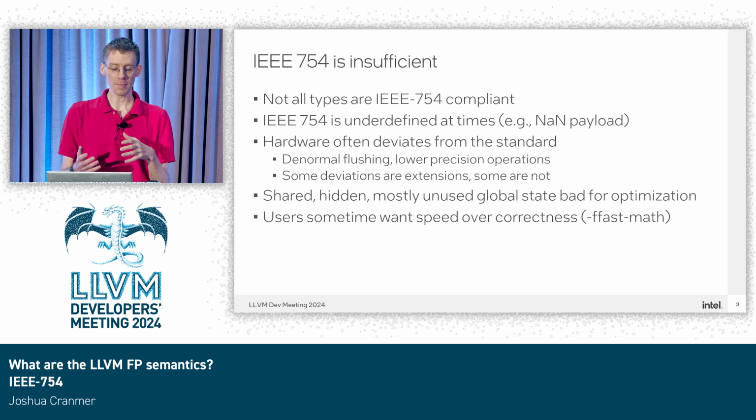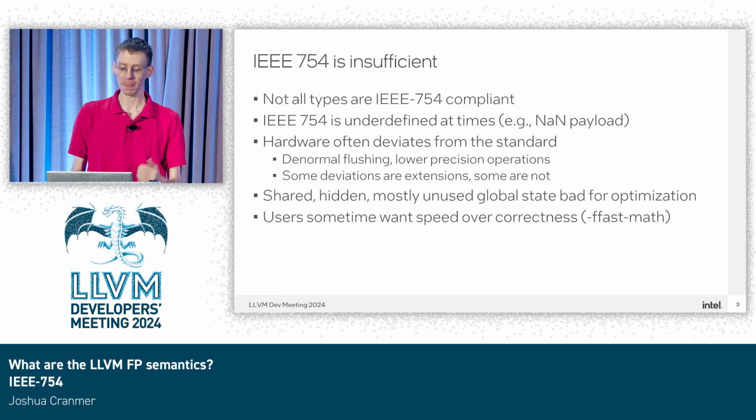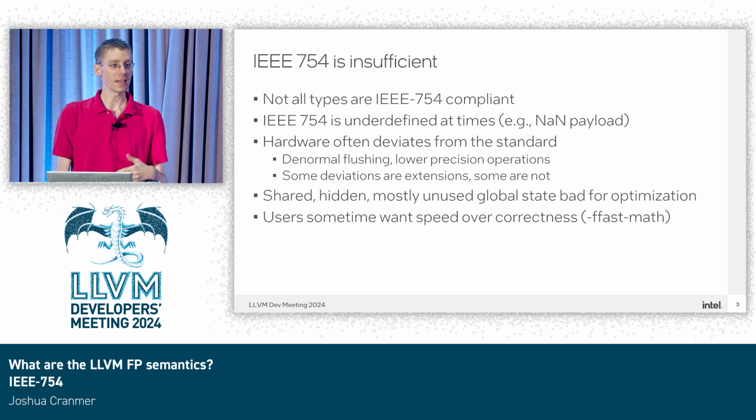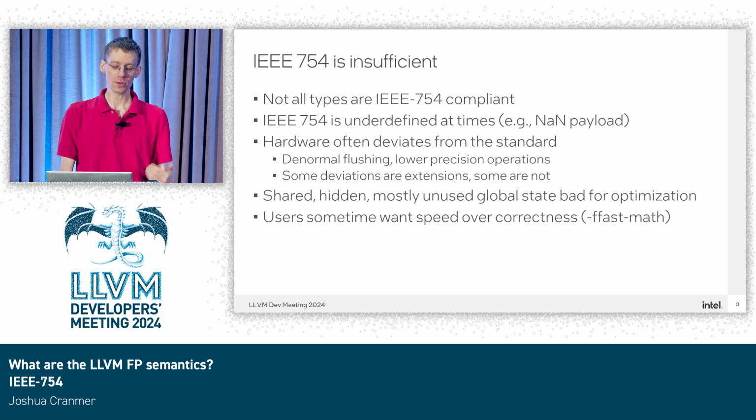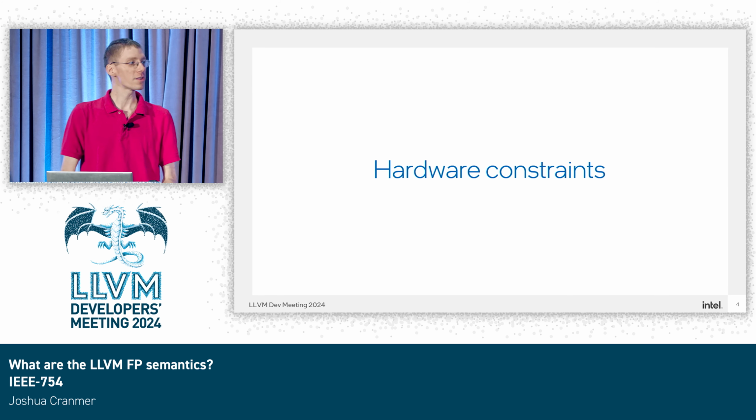For example, some embedded hardware might not have a floating point environment at all. The floating point environment is an instance of shared, hidden, mutable, global state, which as compiler writers, we all know is absolutely anathema for optimization. And finally, for many users, there are times where they would rather have the code be a little bit faster at the expense of a little bit of correctness, the basic premise of the fast math flag. So before discussing the floating point semantics as described by LLVM, let me start by going through a little bit of the hardware deviations that actually constrain our ability to give different semantics.